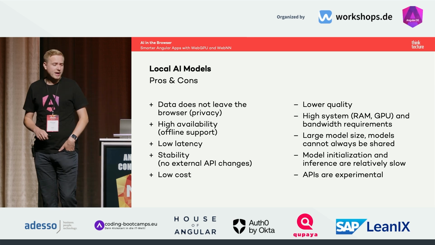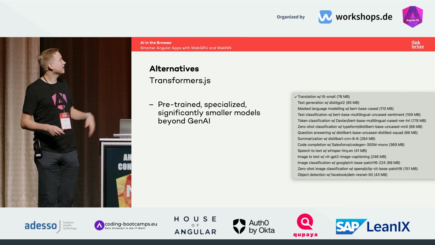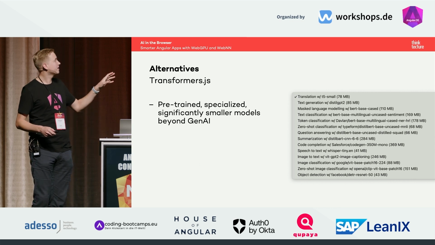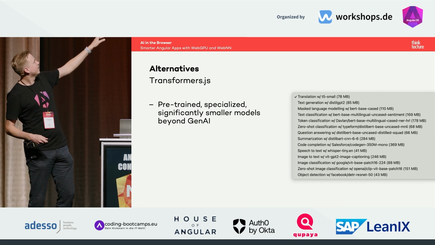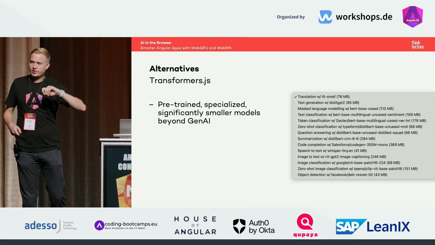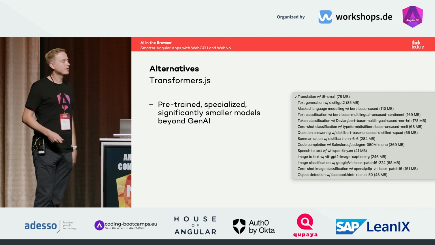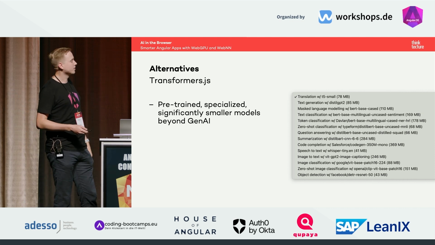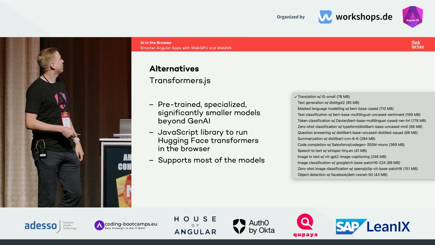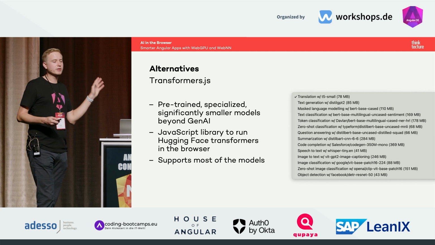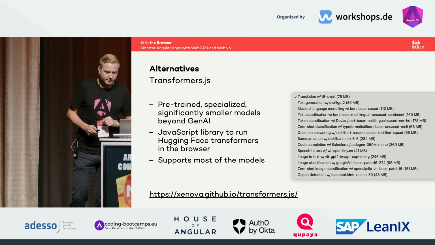There's a possible escape hatch. There are so-called transformers provided by Hugging Face. These are smaller, specialized models that can do certain stuff, but only that thing. Right? LLMs can do anything. Let's say there's a translation model that can only do translation from language A to B, but therefore it's only 78 megabytes in size. So that's a good alternative solution here. There's a JavaScript library for this called Transformers.js. It supports most of the models that are available on Hugging Face, so that's also a nice thing.